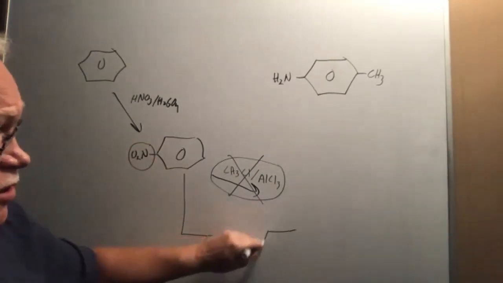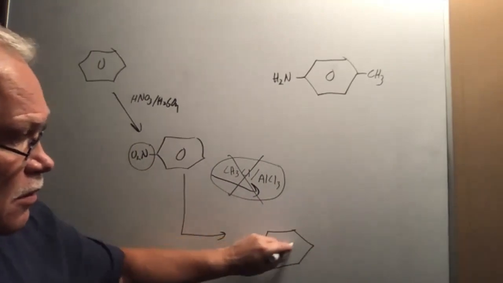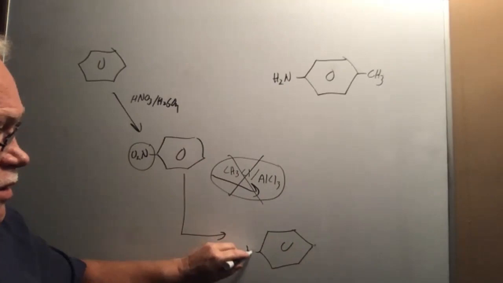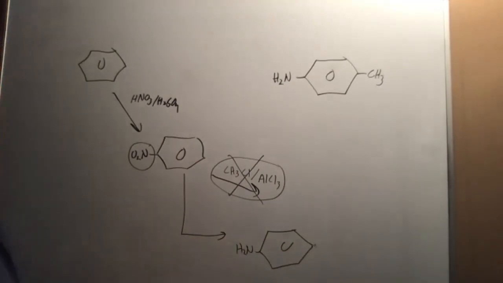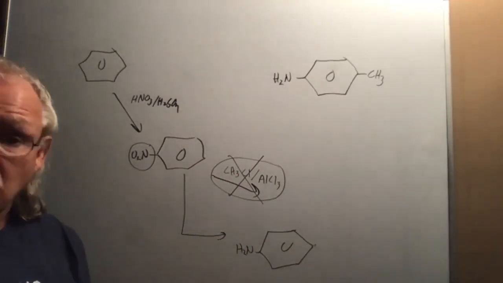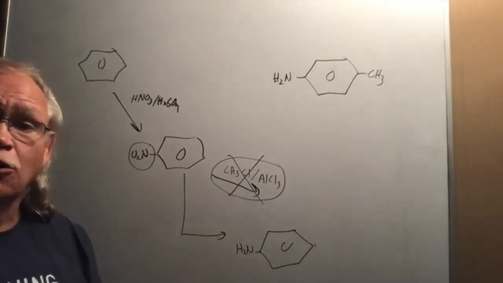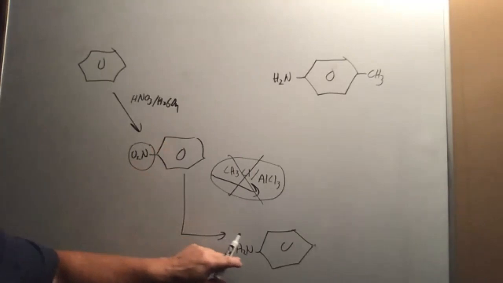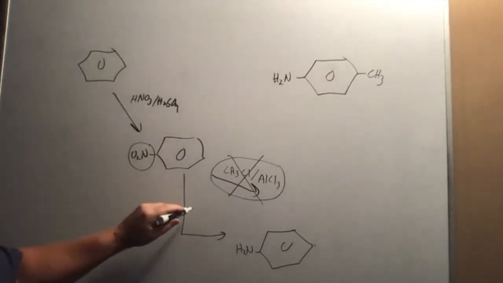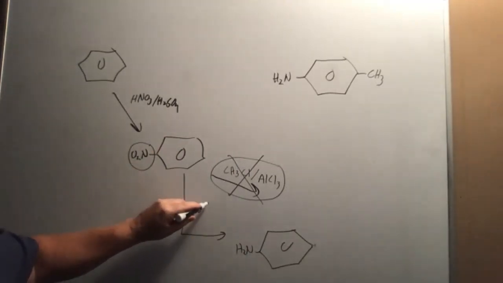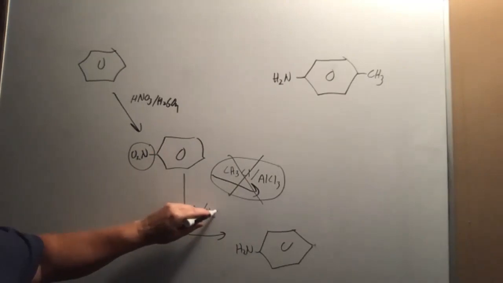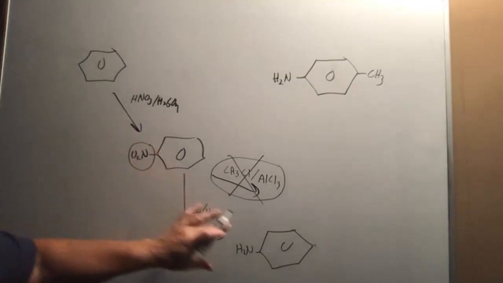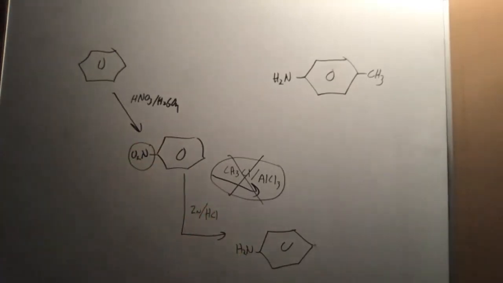I change this to this. And I look back in my notes, and this is the way you have to think through these problems. What changes the NO2 group to the NH2 group? That's the Clemmensen reduction. Now I have changed the NO2 to an NH2.